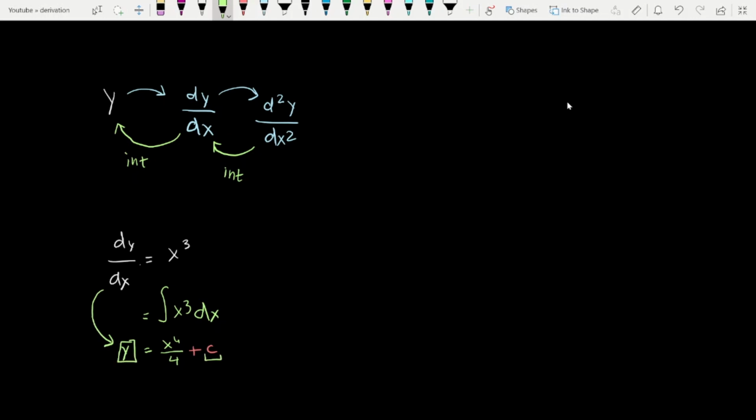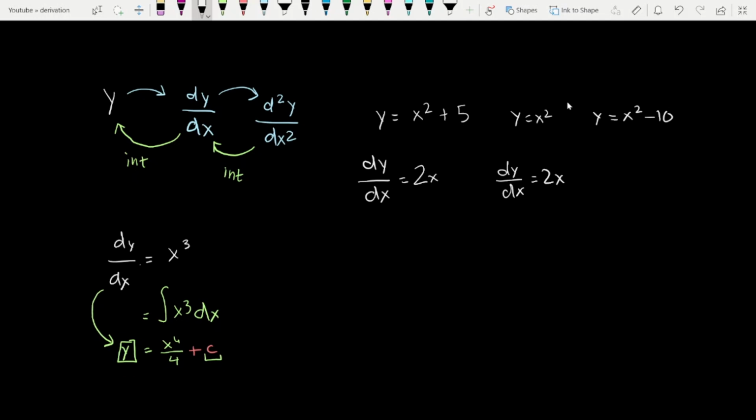Now what is this plus c right over here? Basically, let me write some equations over here. Let's say y is equal to x to the power 2 plus 5, and then y is equal to x to the power 2 with nothing added, and then y is equal to x to the power 2 minus 10. And let's say I find the derivative of these. The derivative of this equation is going to be 2x. Then the derivative of this equation is also 2x. And the derivative of this equation is also 2x.